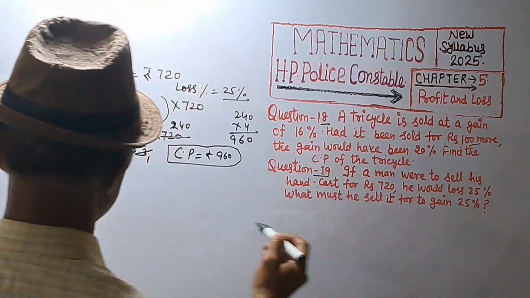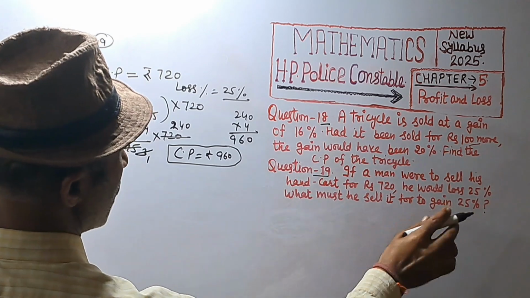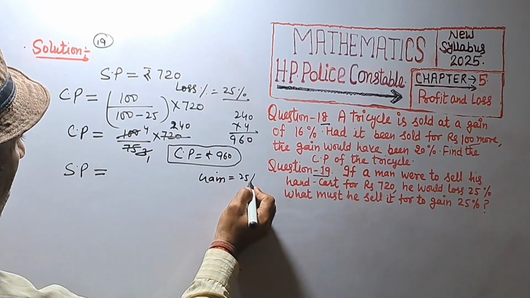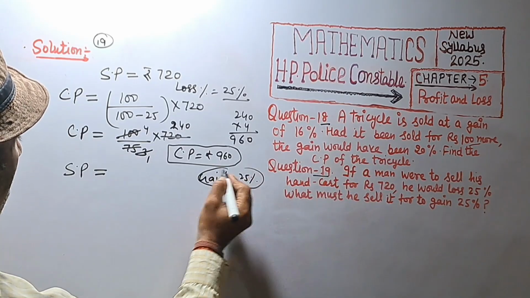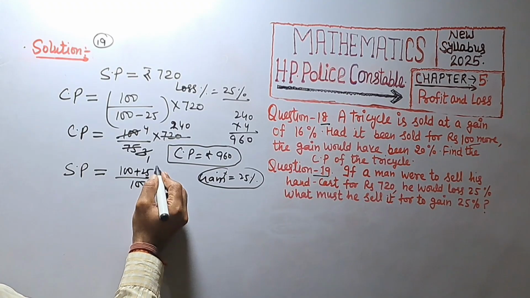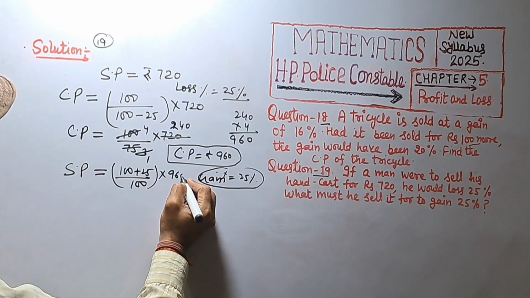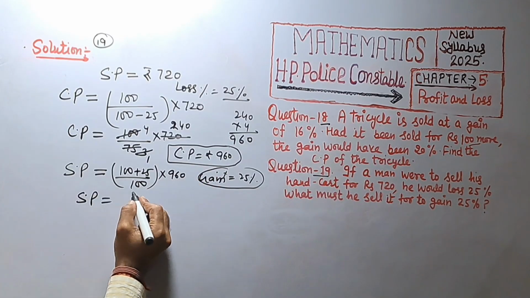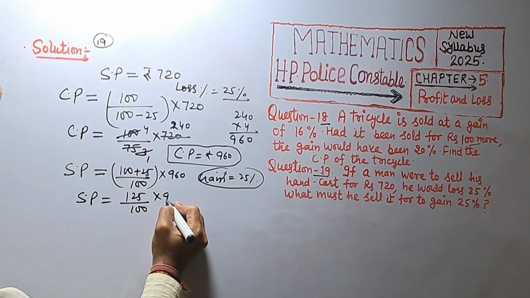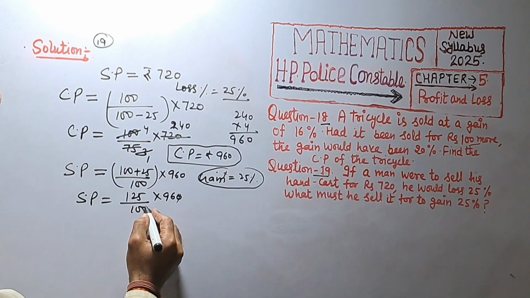But for what must he sell it to gain 25%? Gain is 25% gain percent. That is 100 plus 25 upon 100 into cost price 960. Selling price is equal to 125 upon 100 into 960. The 0 0 is cancelled.